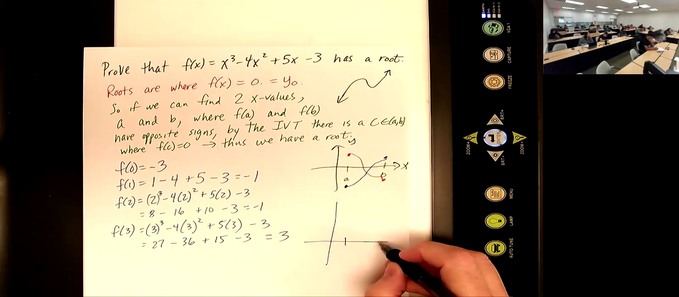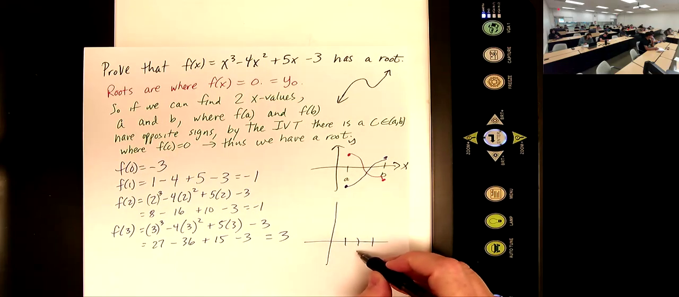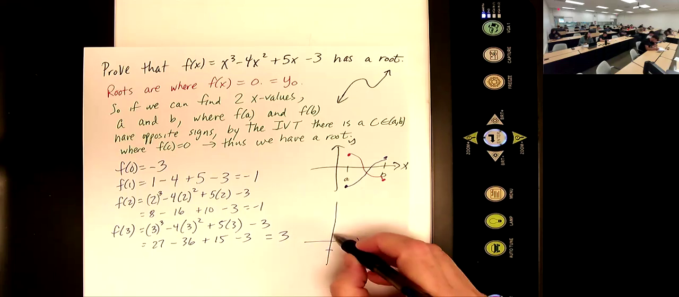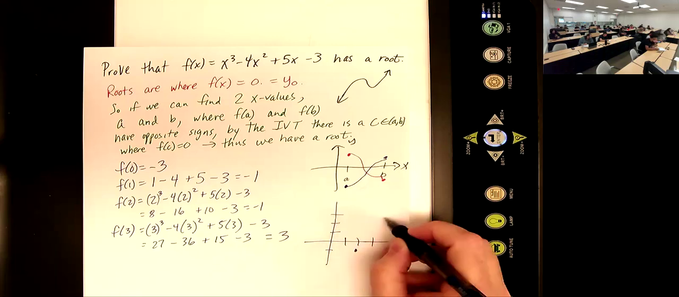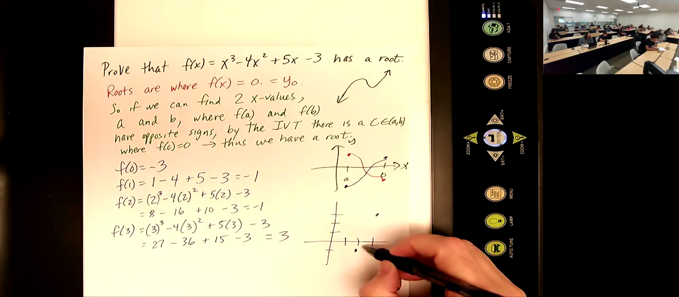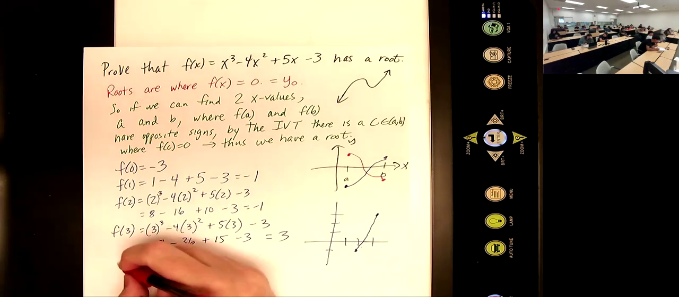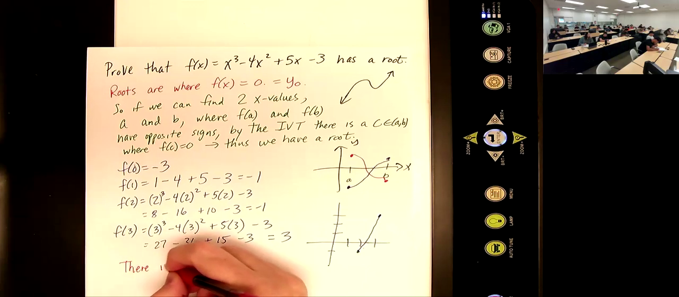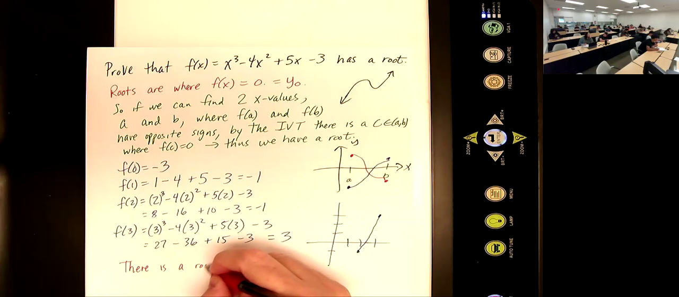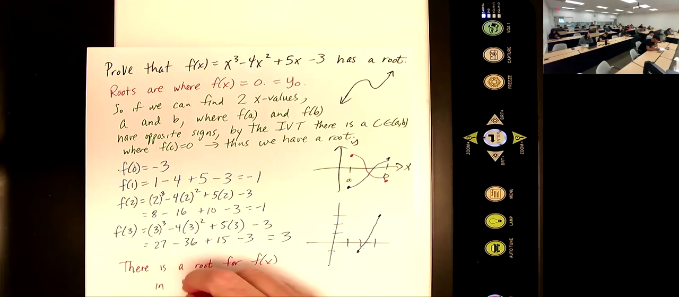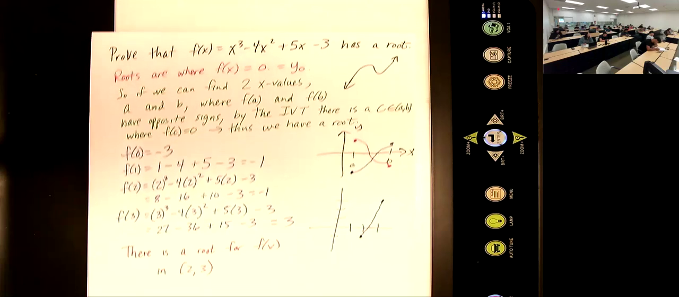So at 2, we were at negative 1. And at 3, we were at 3. So it's got to cross somewhere between there. There is a root for f of x in the interval (2, 3).